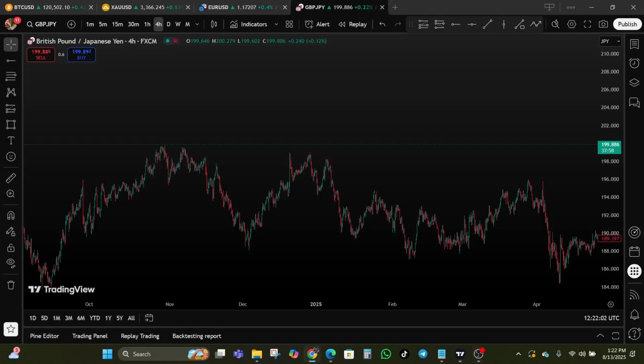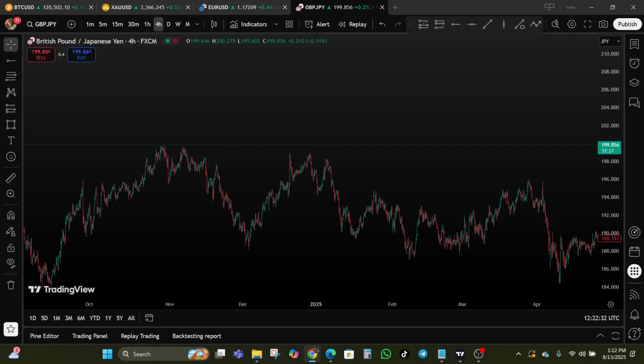Liquidity and market structure are two of the most important concepts in trading. Now, when you combine them, you get a strategy that lines you up with institutional moves instead of being trapped by them. So, in this video, I'm going to show you exactly how trading liquidity plus structure can change the way you approach the charts.